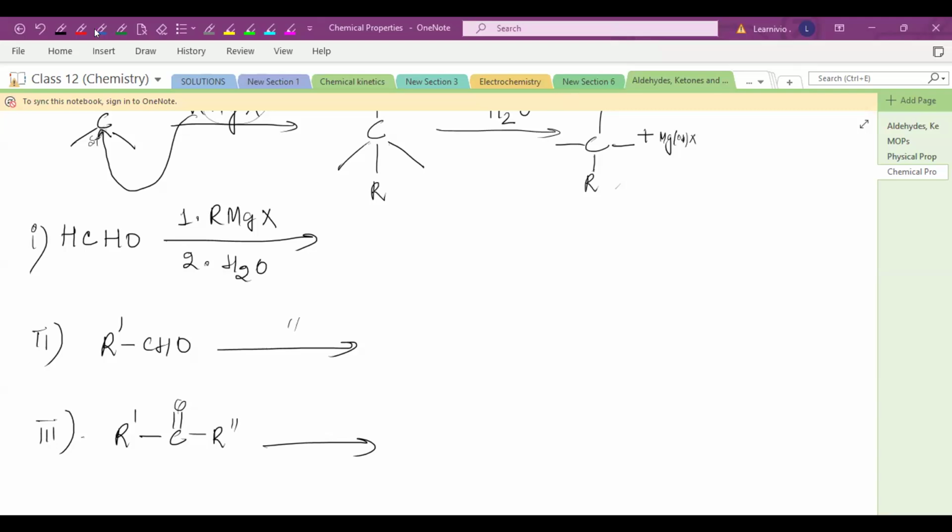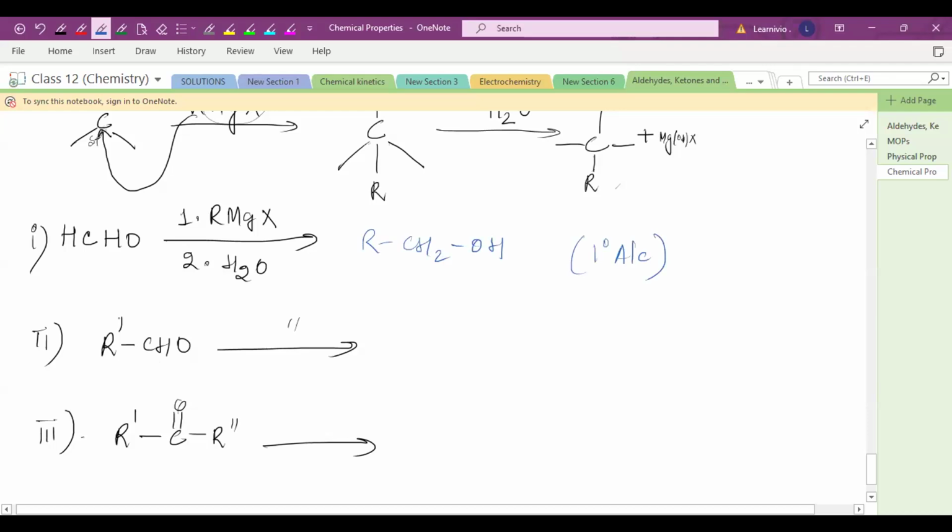Done? Yes, ma'am. First one. Carbon with hydrogens on both the sides. Tell me the final product. You can write RCH2OH, right? What is this? RCH2OH. So basically, you will get a primary alcohol.